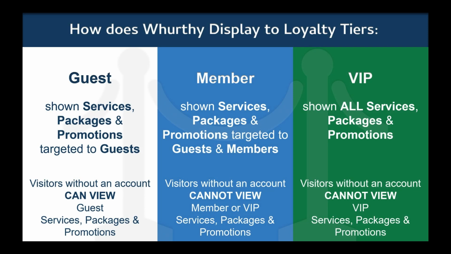How does Whurthy display to loyalty tiers? Well, there are 3 loyalty tiers: guest, member, and VIP. Guest accounts are shown services, packages, and promotions that are targeted to guests. Those who don't register, in other words, visitors that are looking and searching for openings without an account, will be able to view guest services, packages, and promotions, although they won't be able to actually confirm the order if they haven't registered and verified their email.